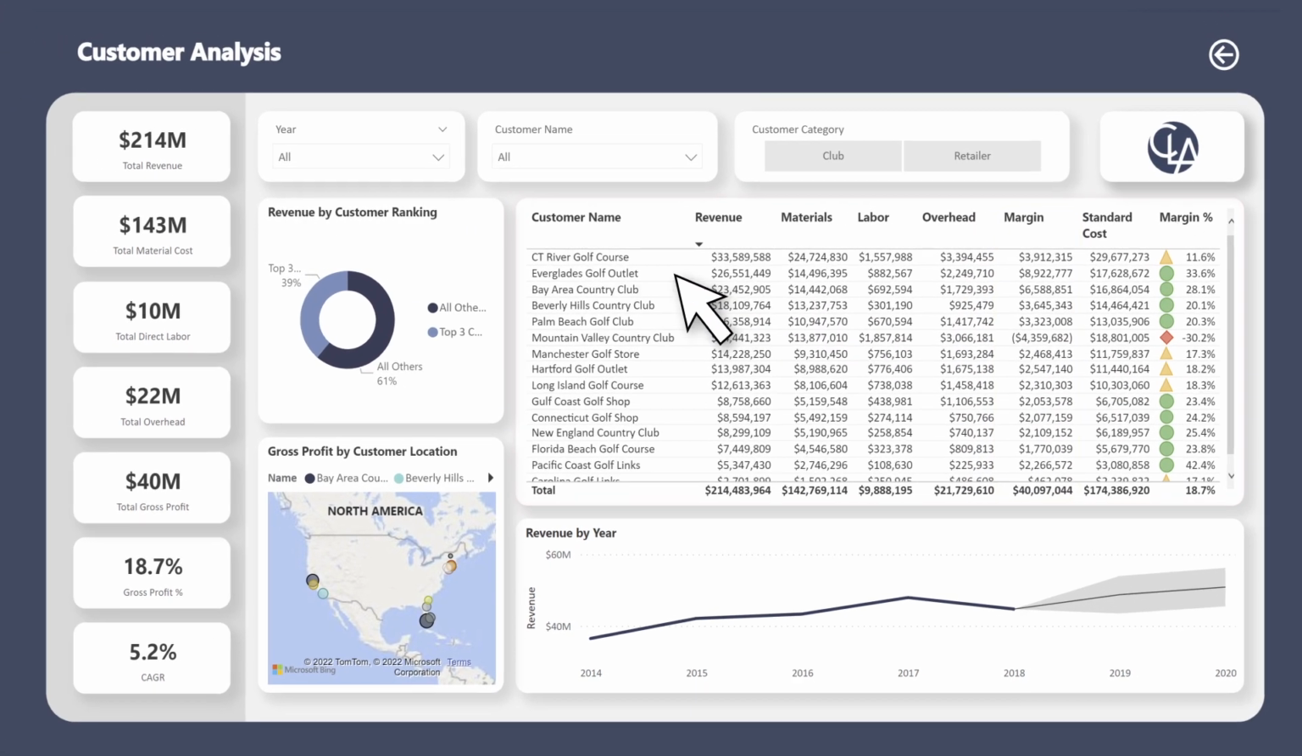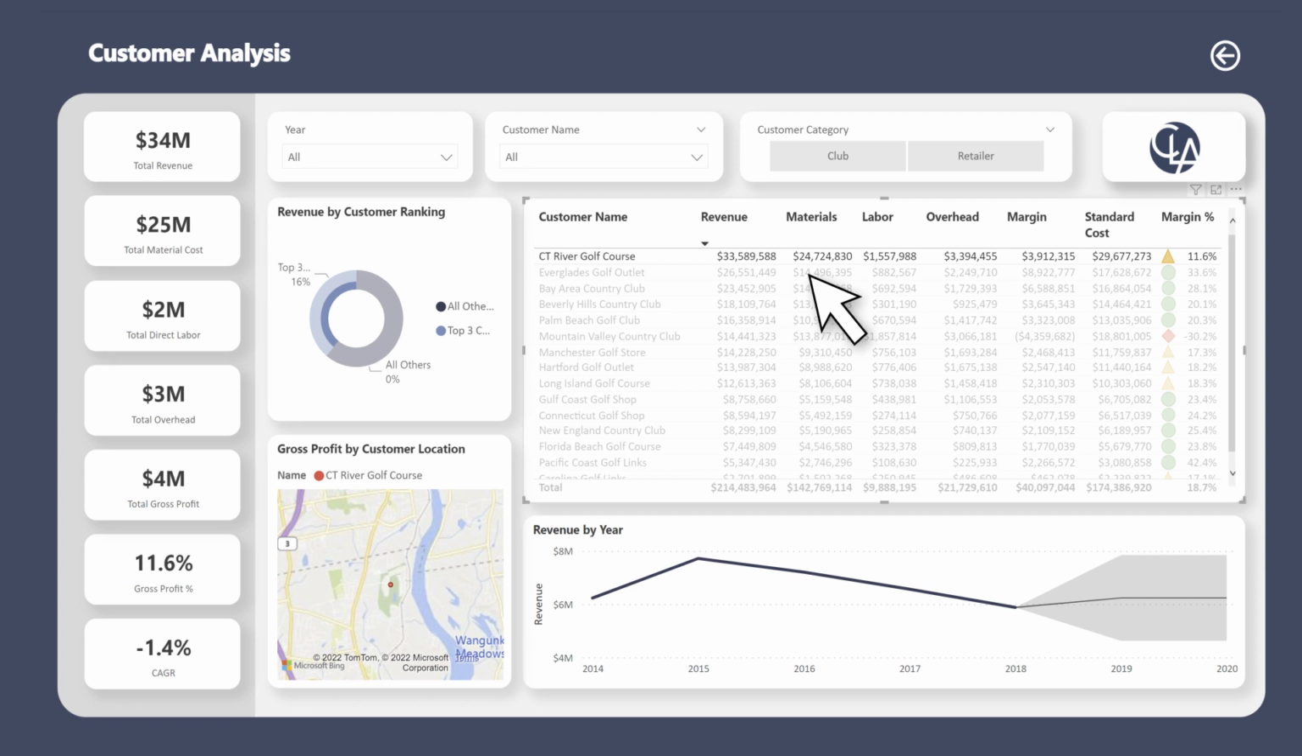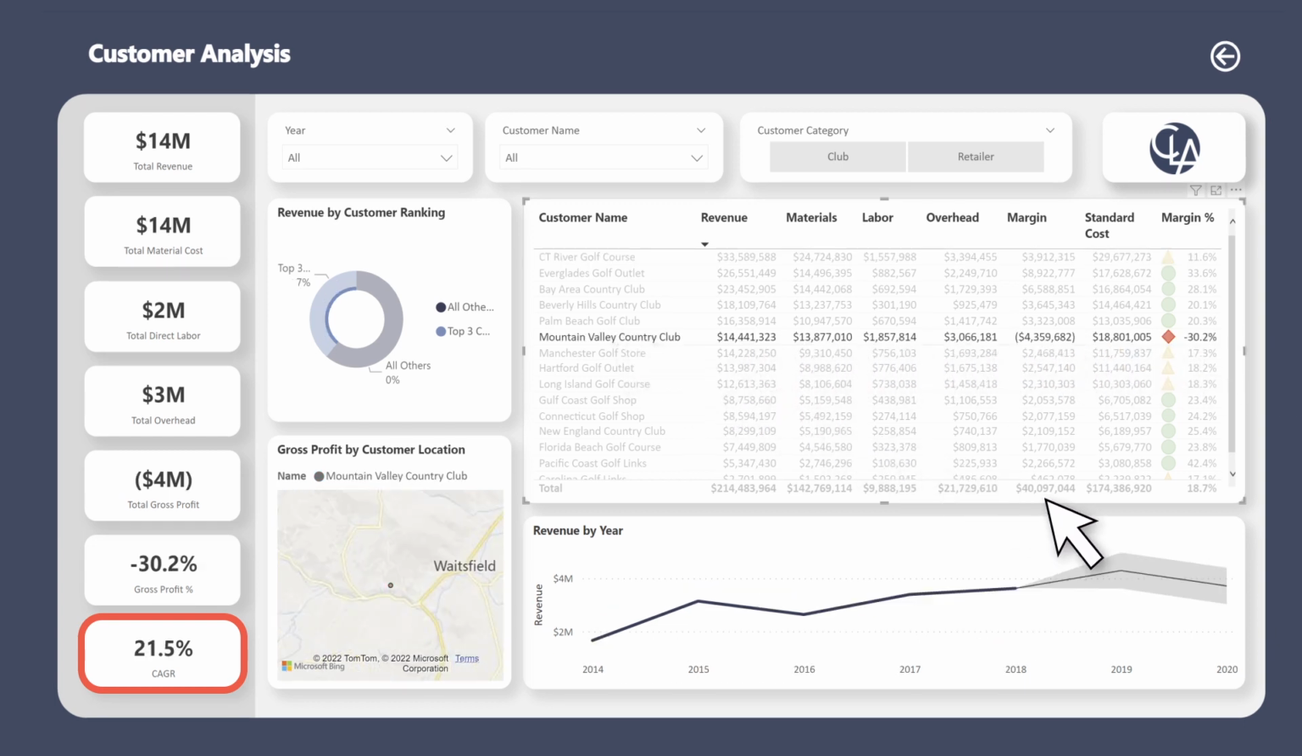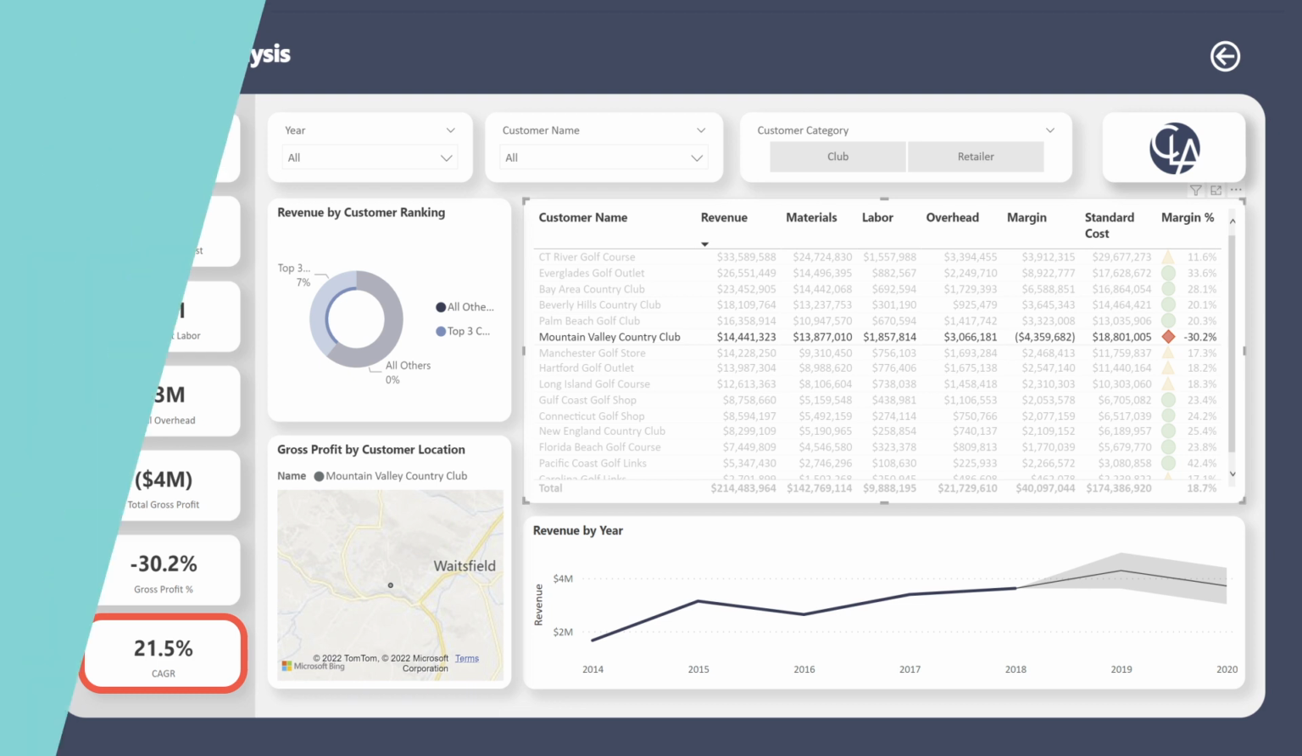The chart shows some interesting insights. Our top customer by revenue has a modest margin and a flat to decreasing growth rate. By contrast, one customer is driving a lot of labor and production overhead cost, but annual growth is very high. Management will want to understand why.